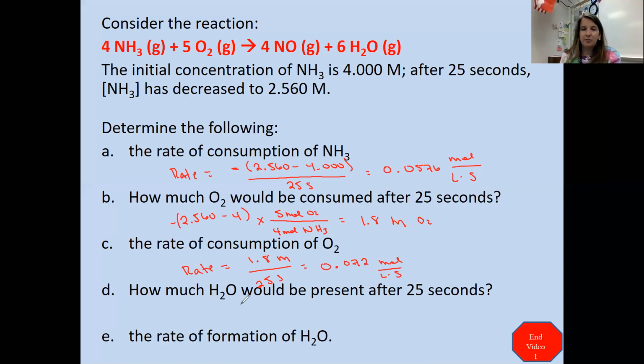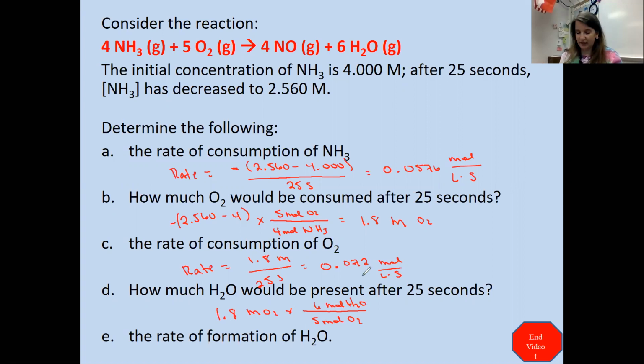How much H2O would be present after 25 seconds? So again, we can use our mole ratio. So this 0.072, oh wait, we don't want to use that. We're talking about how much, so that's our concentration. So let me just erase this. I'm going to go back up and use my concentration of the O2. So that's how much O2 I have. So I can change this and have my O2 on the bottom, and then my H2O up here on the top.